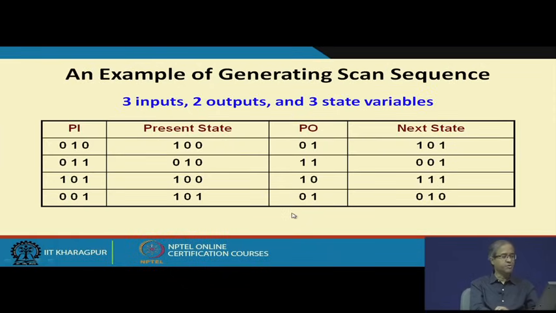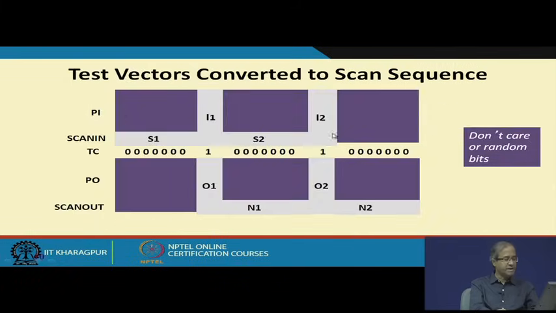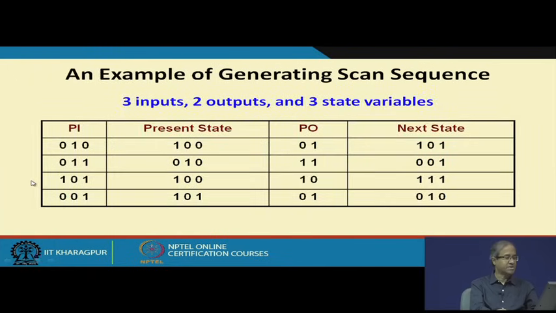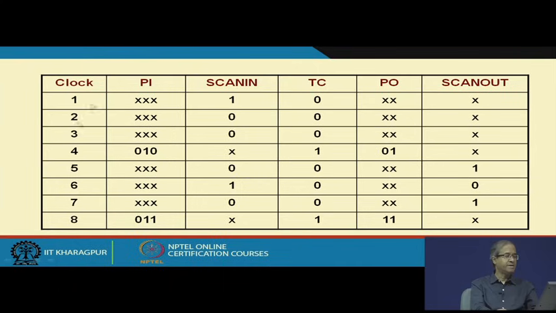So, here I am showing a small example with actual numerical values. Let us say we have a circuit with 3 inputs, 2 outputs and 3 flip flops or state variables. Suppose a test generator has generated these 4 test patterns. So, I am showing a part of this diagram, this is called the scan sequence. I am showing only a part of this scan sequence in the form of this table with the clock pulse.